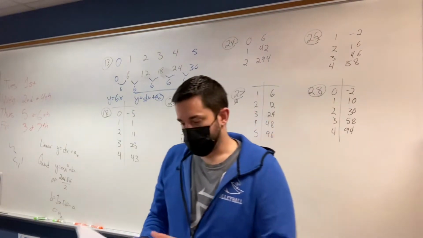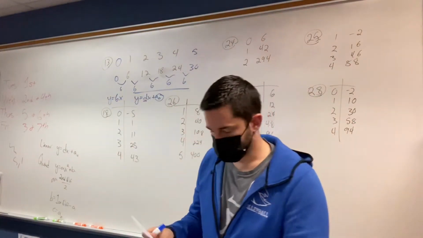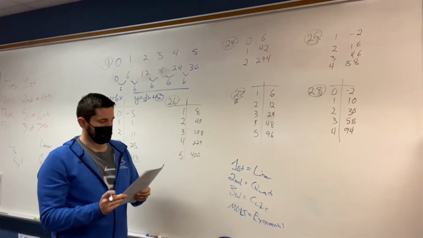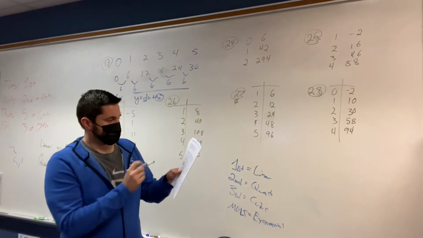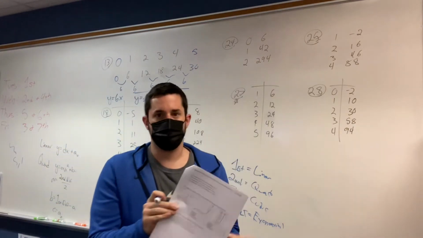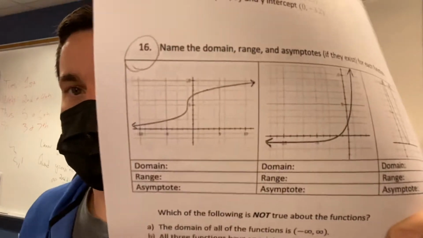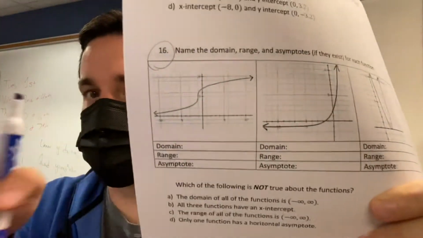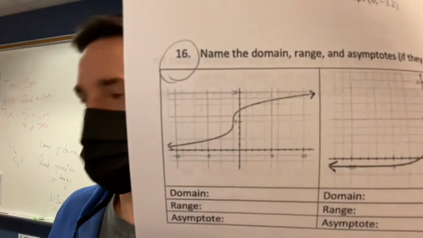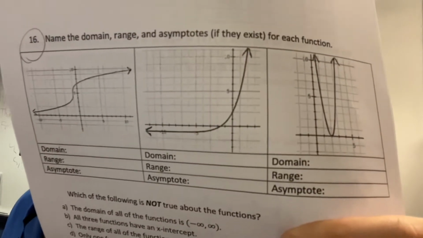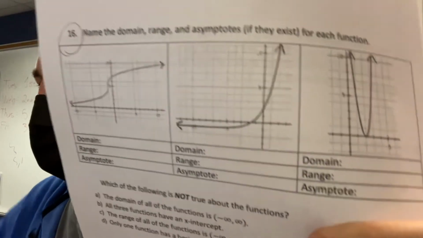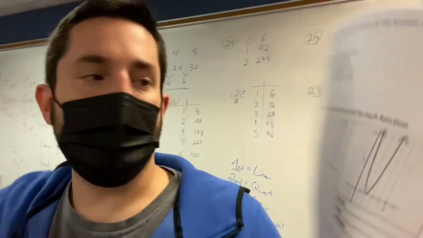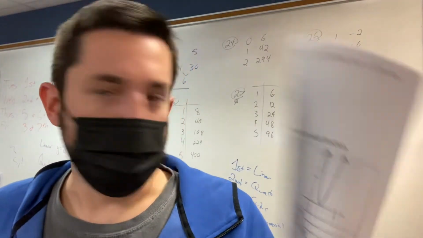Moving on. 16. Some more domain and range stuff. The first one on 16 is domain and range, all real numbers. It's going left and right forever, and up and down forever. The next one is the same thing, going left and right. Domain is all real numbers, but it's swooping down and stopping at -1.